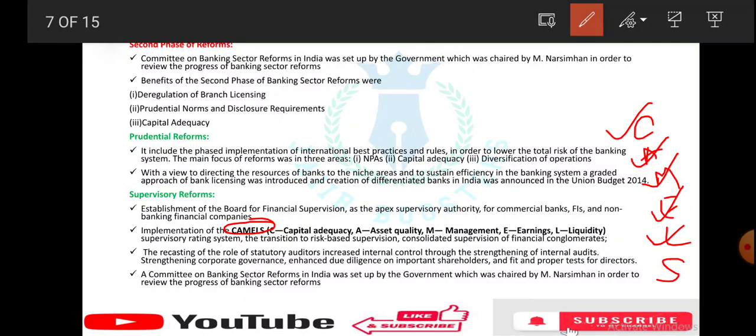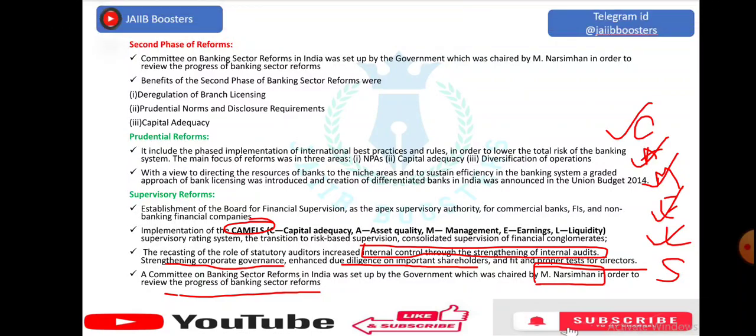Next, the recasting of the role of statutory authorities and increased internal control. How? Through strengthening of internal audits. Next, strengthening corporate governance. By strengthening corporate governance, there is enhanced due diligence on important shareholders and a fit and proper test for directors. Also, a committee on banking sector reforms in India was set up by the government, chaired by Narasimhan, in order to review the process of the banking sector.